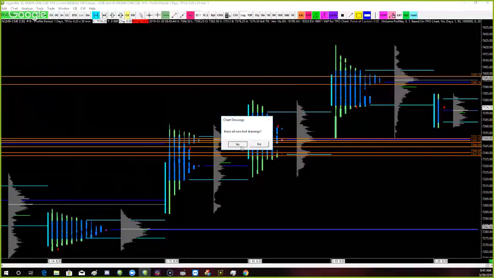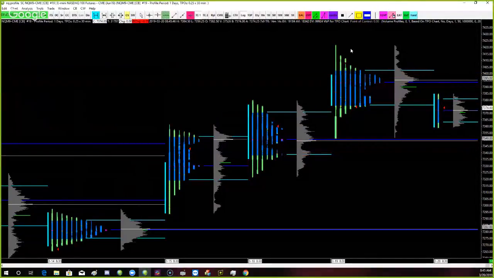So you can see we had a range expansion. You can just visually see it. And we traded well on both sides of the market yesterday. You can see yesterday afternoon we came right down to this TPO and volume point of control, got responsive buys.